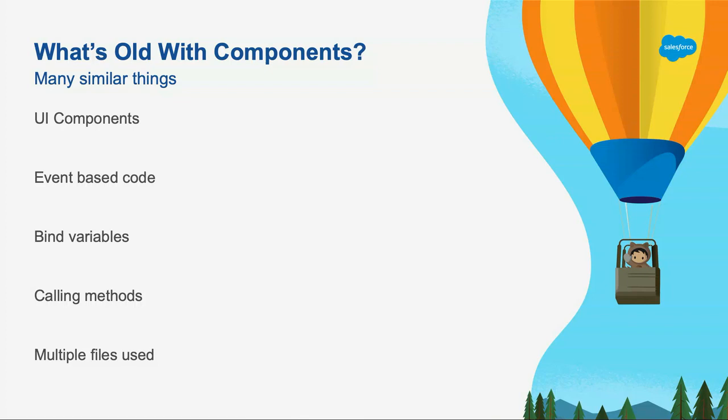We're still going to have bind variables. We're still going to have to call methods. And we're still going to be using multiple files. And so I'm going to walk through what the differences are within these things we already know here.